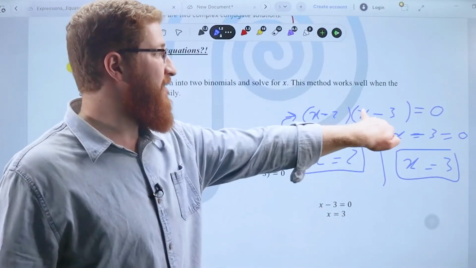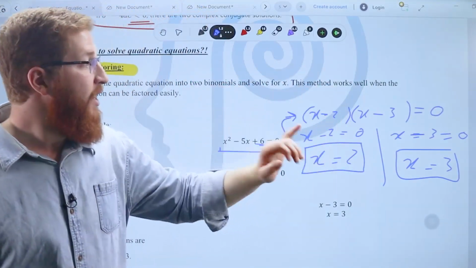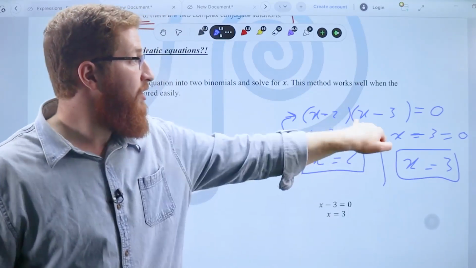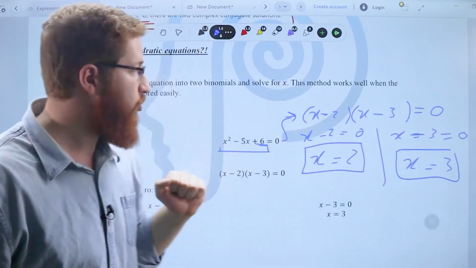So if the value of x is 2, this will be 0. So the equation is true. If the value of x is 3, this will be 0. And the value of the equation is also true.